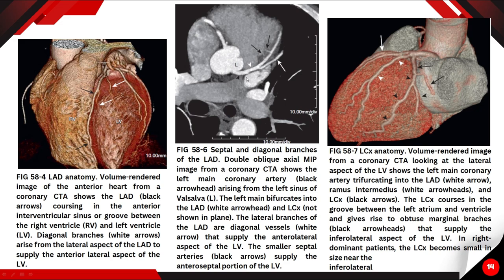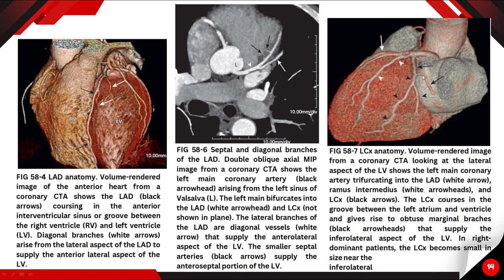In this axial image we can see the left main coronary artery giving a branch called the left anterior descending artery. This is the first diagonal branch. These are the small septal branches supplying the septal portion of the left ventricle. In this image, the left circumflex artery is not visualized.